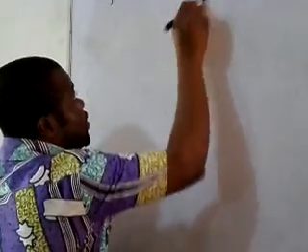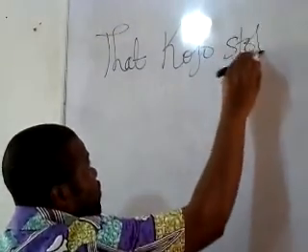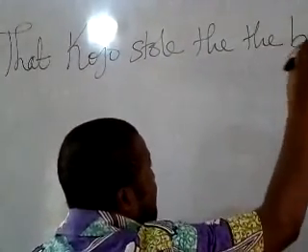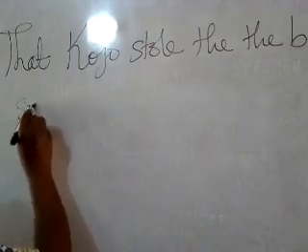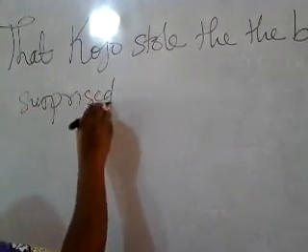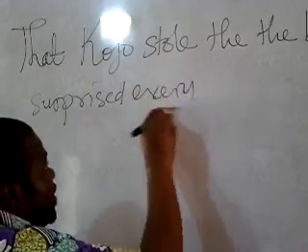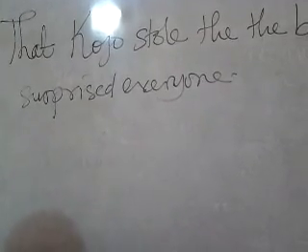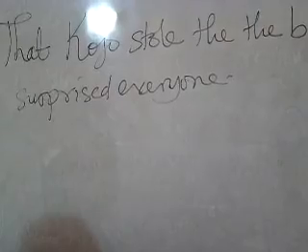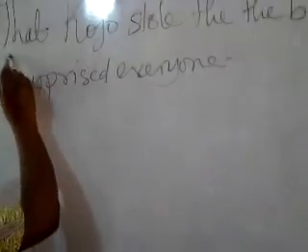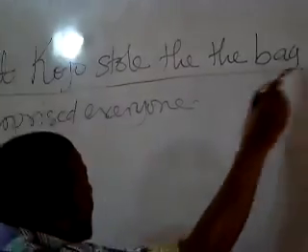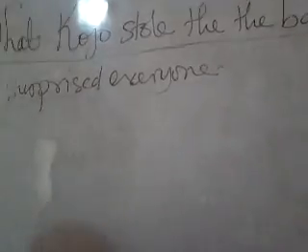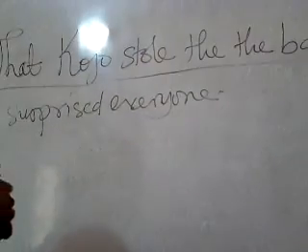That Kojo stole the bag surprised everyone. Good. With what we have on the board, that Kojo stole the bag surprised everyone, and we have that Kojo stole the bag underlined. So since that Kojo stole the bag is underlined, we will consider this to be a noun clause.